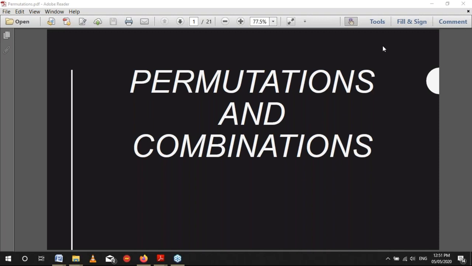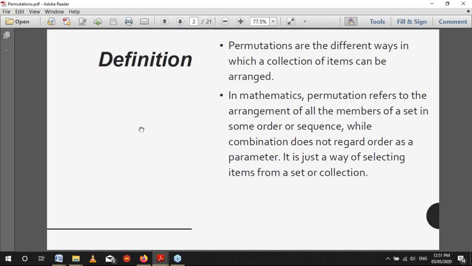Now, permutation. By way of definition, let's quickly look at some definitions. Permutations are the different ways in which a collection of items can be arranged. I say again, it is the different ways in which a collection of items can be arranged.